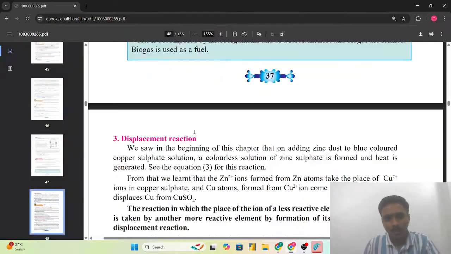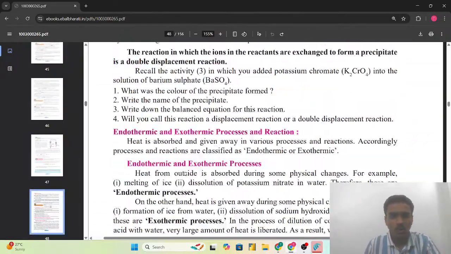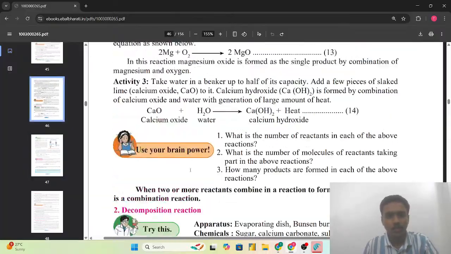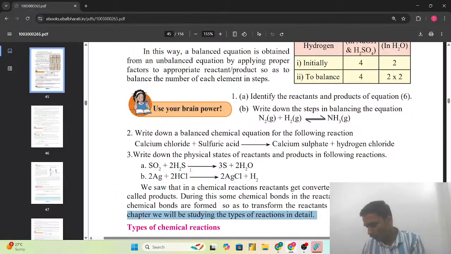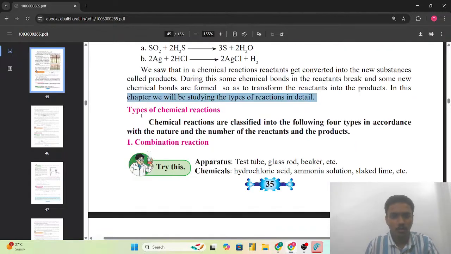We have different types of chemical reactions, so we will try to cover them. But till now, if you have any doubt, then definitely ask and try to clear all the doubts, as in the further chapters also we require the knowledge of all these chapters, or all the things which we are studying here.